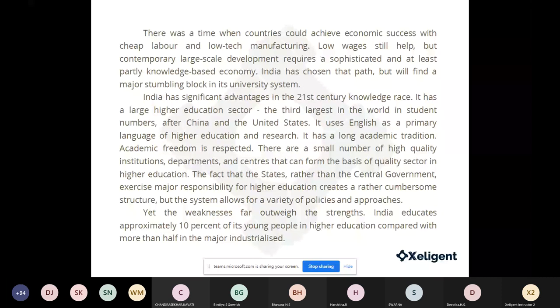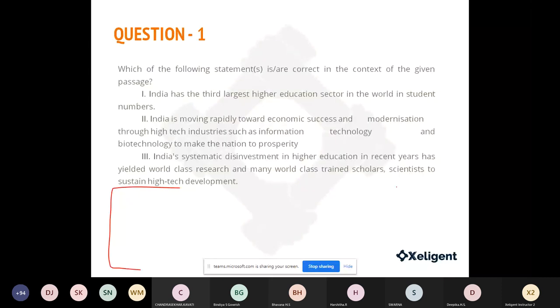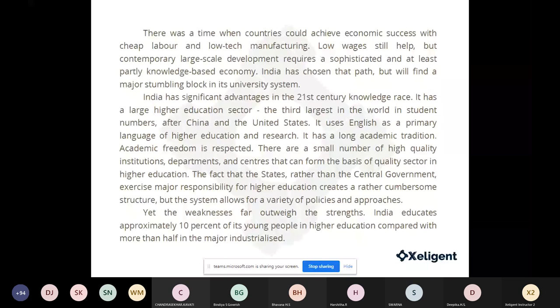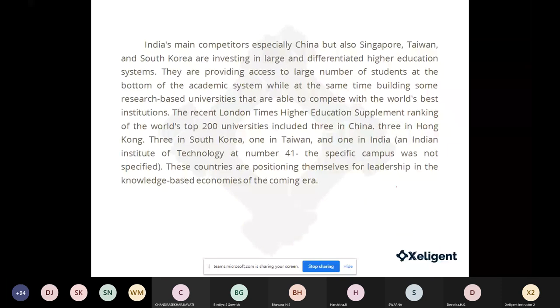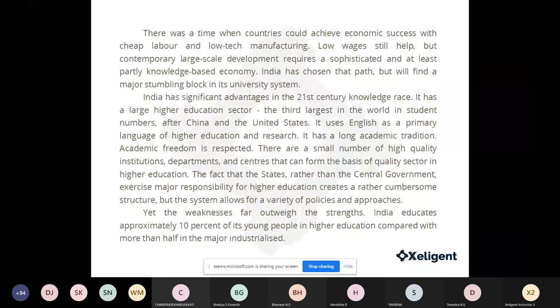Now coming to the question, you can see the first point. India has the third largest higher education sector in the world in student numbers. That is true, and we can get it from the passage itself. See, in this paragraph it refers to India. So it has a large higher education sector, the third largest in the world in student numbers. That's what statement one also tells. Statement one is actually correct.